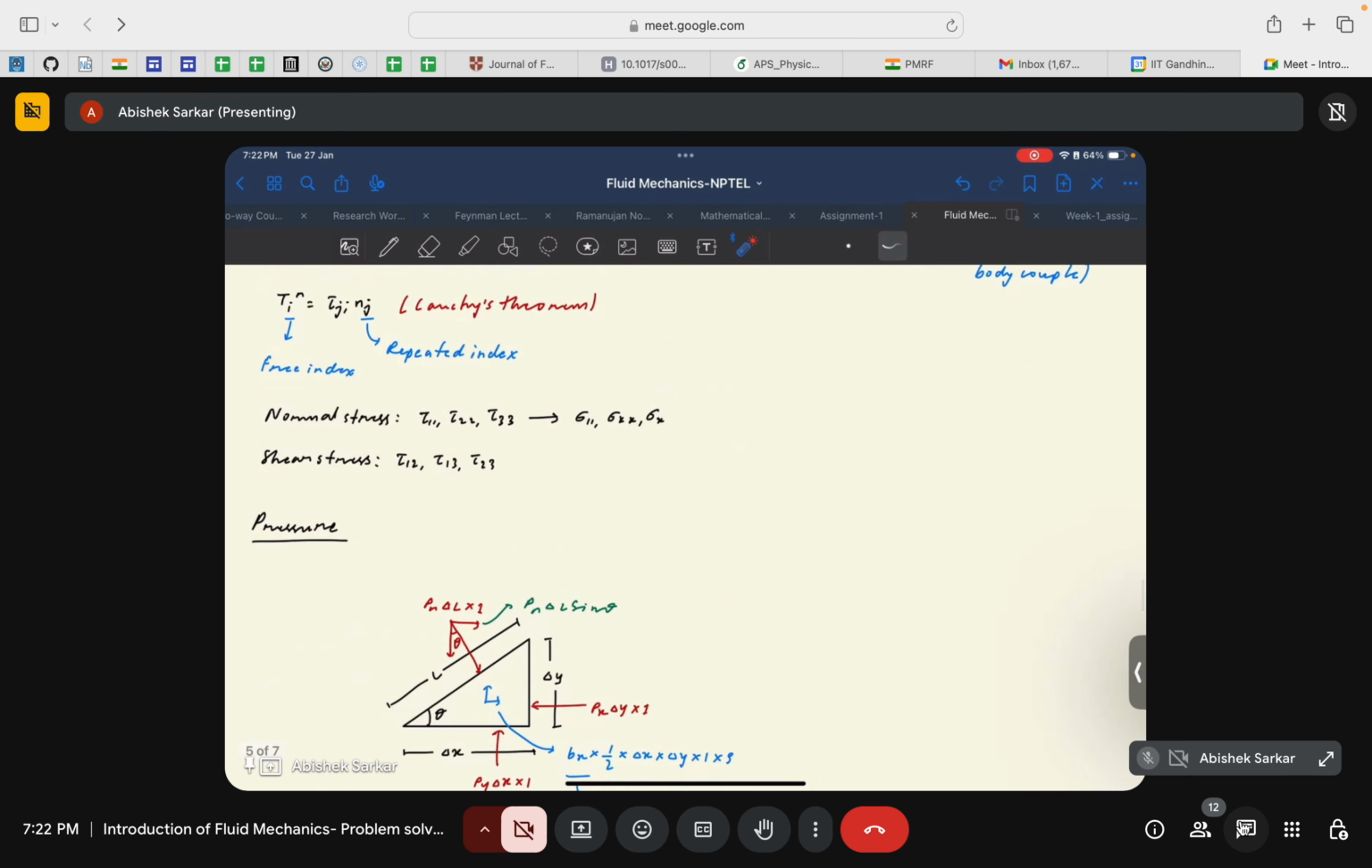So in general, in a stress tensor, ideally there should be 9 unknowns, but since the stress tensor is symmetric, we basically have 6 unknown components that need to be found to completely define the stress at a particular point on a fluid element.